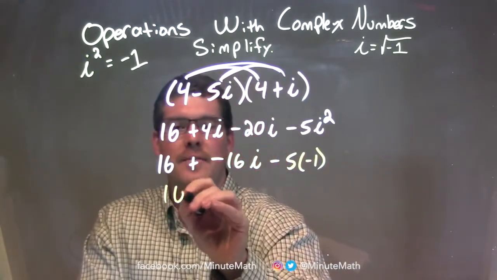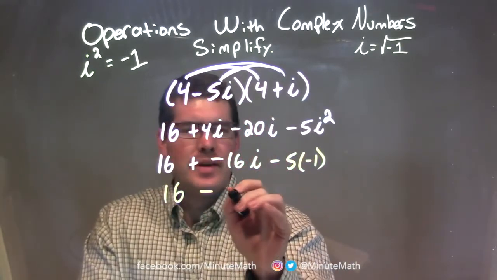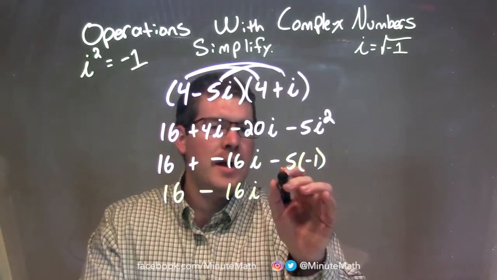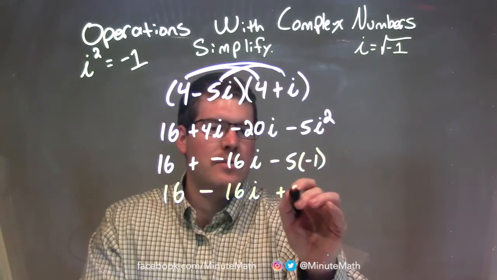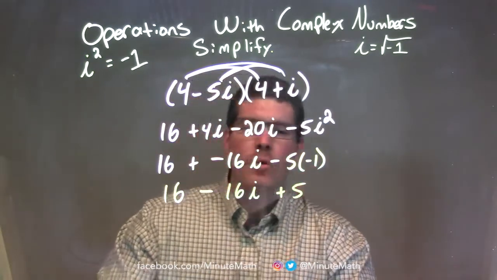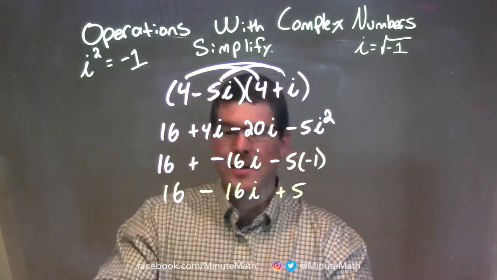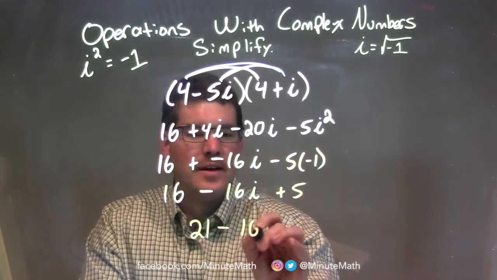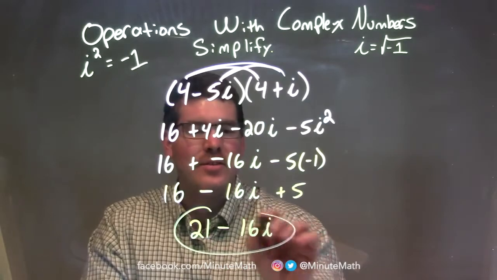So we have 16 now minus 16i. I'm going to write that just as a minus. And then a negative 5 times negative 1 is a positive 5. So we have positive 5 right there. Let's combine the positive 5 and 16 to be a 21. So we have a 21 now minus 16i. That is our final answer.